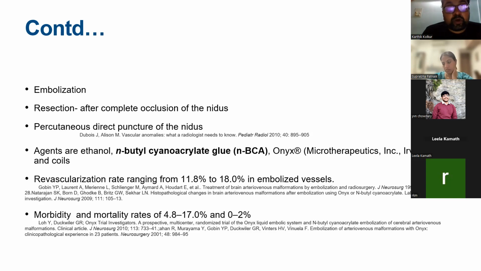And coming to the morbidity and the mortality rate, there is various previous literature which has shown that the morbidity in these cases of AVM can be as high as 17%, while the mortality rate is 0 to 2%.